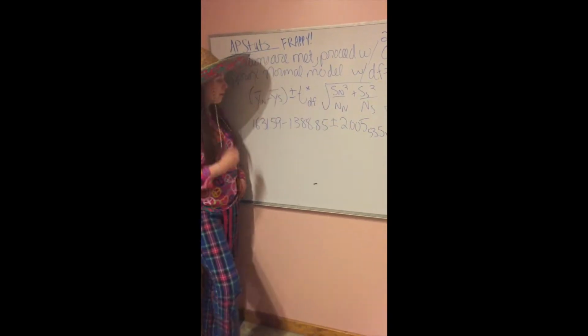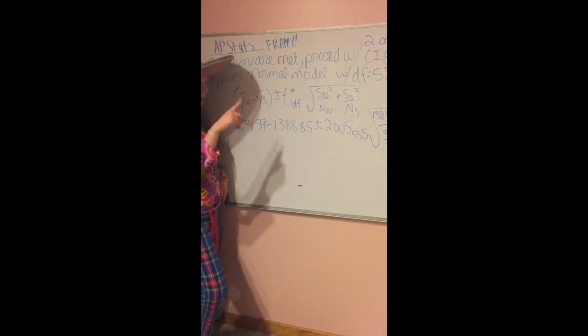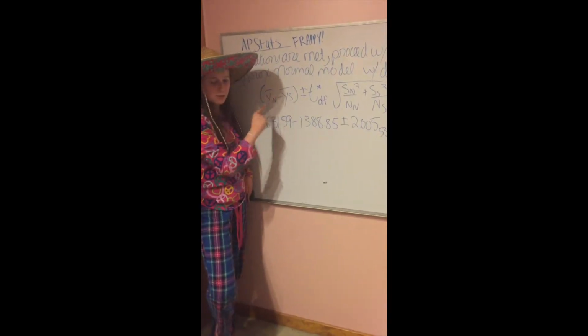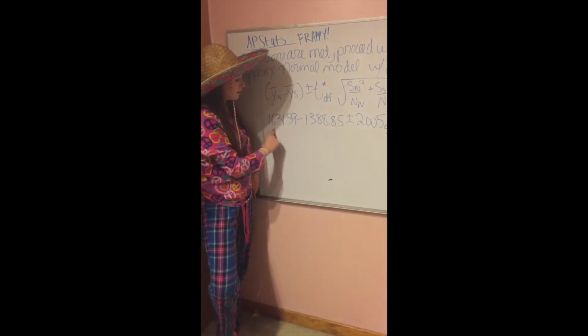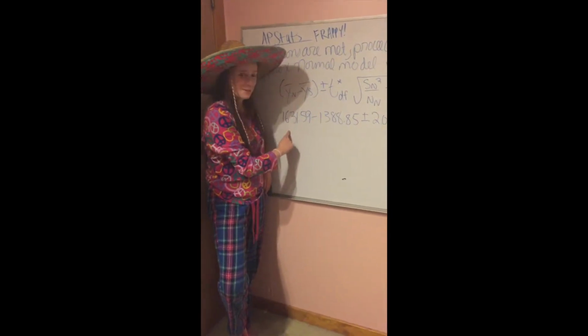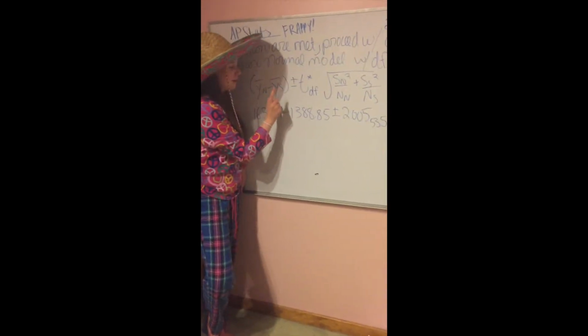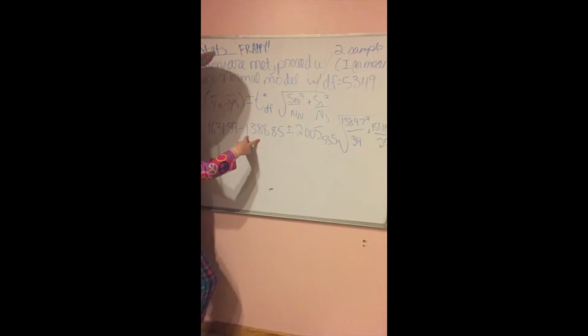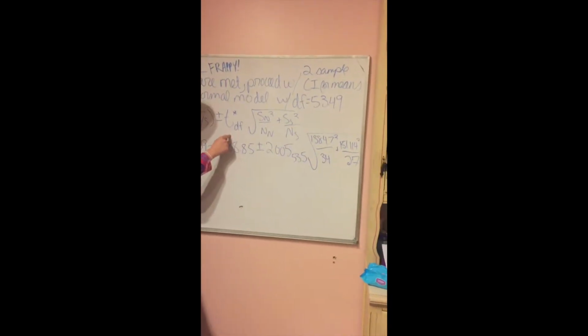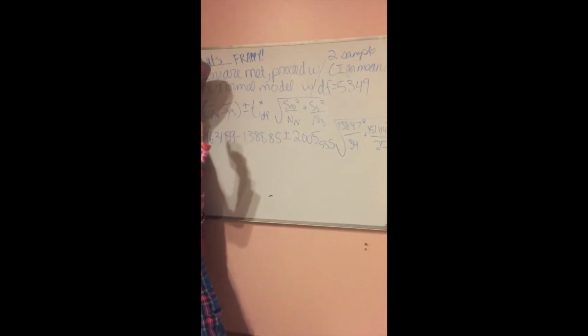All right, plugging in numbers, we know that the mean of the north, because of what they've given us in the book, is 1,631.59, and we know the mean of the sample of the south is 1,388.85. Subtract those two, all right, plus or minus. I will show you how to find the t-score right now.